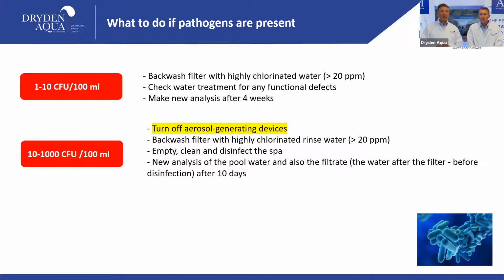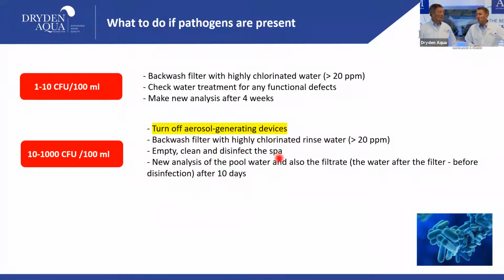If you have 10 to 1000, you have to turn off all the aerosol generating devices, because the legislature said it's too dangerous. So you have to turn it off, because this really is what brings the Legionella into the atmosphere. It's aerosol, as we mentioned. You inhale them, and that's what makes them dangerous. That's why you have to turn off these devices. Then you backwash your filter again with highly chlorinated water.